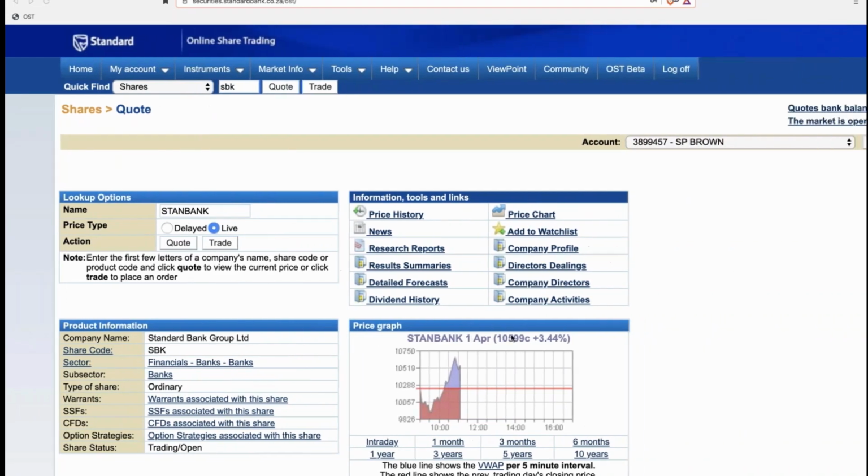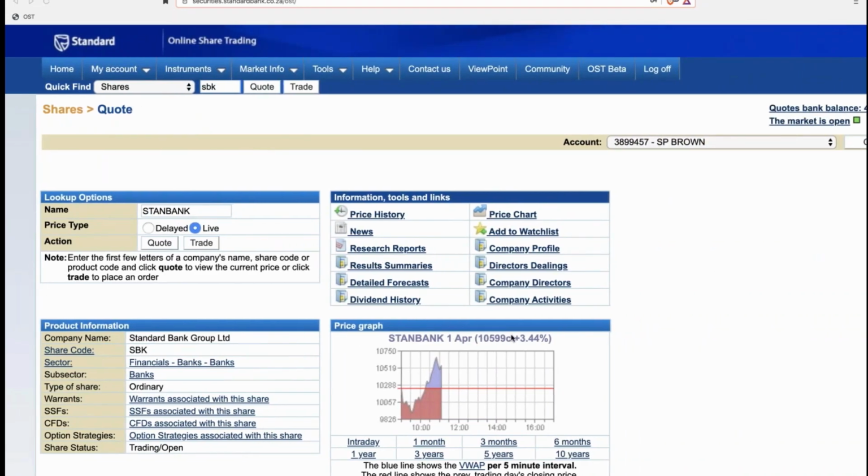EJ, where do we see how many unsecured loans a bank has? In this case, you would have to delve into results and into the detailed results, and they would give you the information there, ditto in the annual report. And there's different levels of secured.